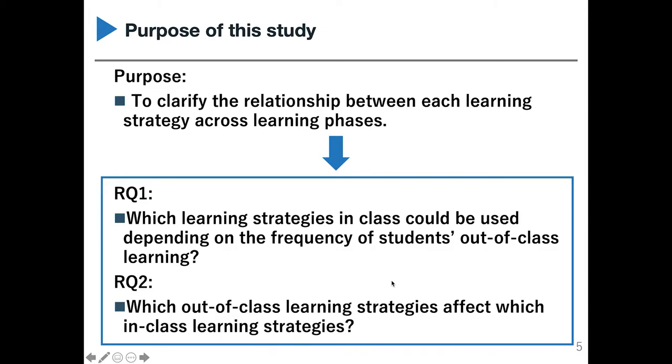Having said this, the purpose of this study is to clarify the relationship between each learning strategy across learning phases. Specifically, we set the following research questions. First, which learning strategies in class could be used depending on the frequency of students' out-of-class learning? Second, which out-of-class learning strategies affect which in-class learning strategies? I'm going to explain more about them in the next part.